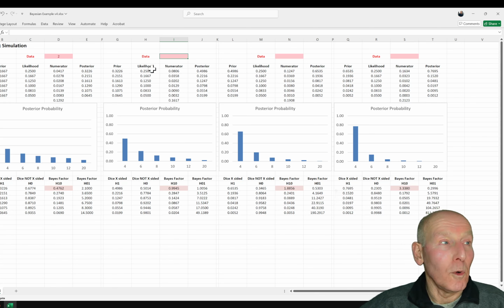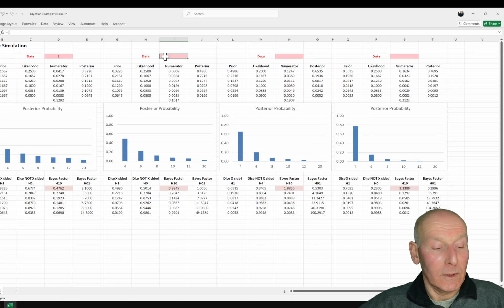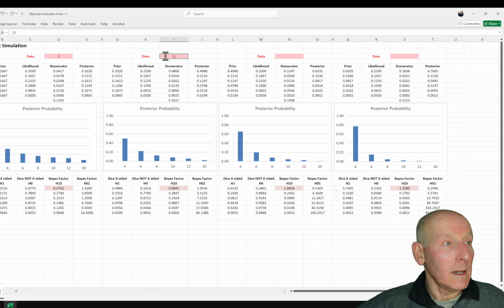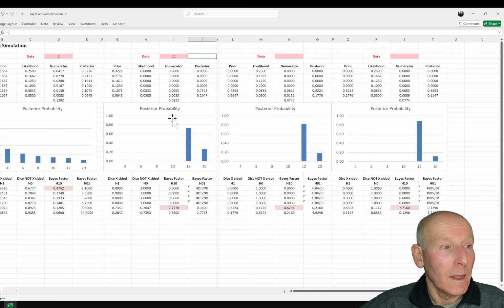And now I've rolled an 11. So I'll just put 11 into there. And you can see immediately what's happened is now, of course, by rolling the 11, suddenly the 4, the 6, the 8 and the 10 are impossible. And so all of the probability mass has now moved after this piece of data into the 12 and the 20 area.